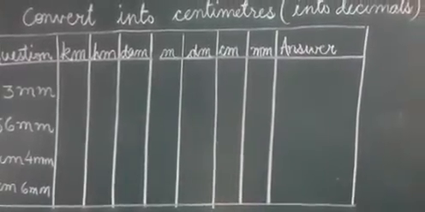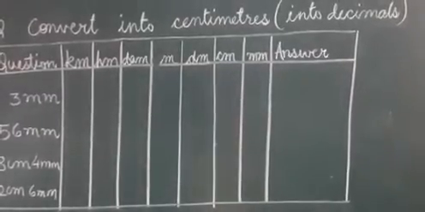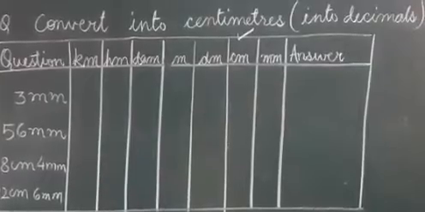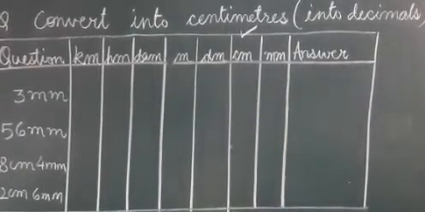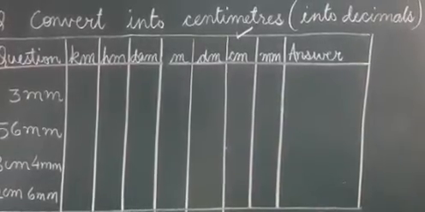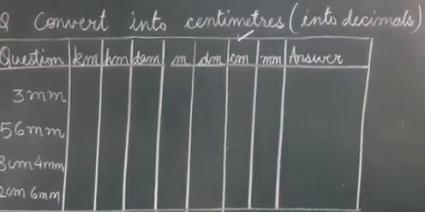Now here you have to convert into centimeter. So first we will put a tick on the column of centimeters. Now why have I put this tick? Whatever number will be written in this column, only after that number we will write the point. And the unit will be centimeter. This is the unit in which we are going to convert the numbers that have been given to us.